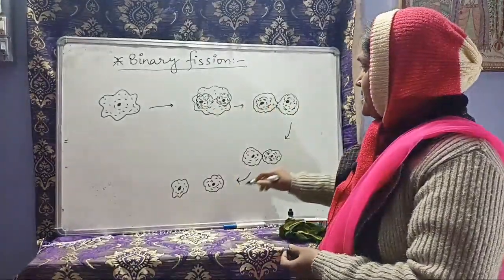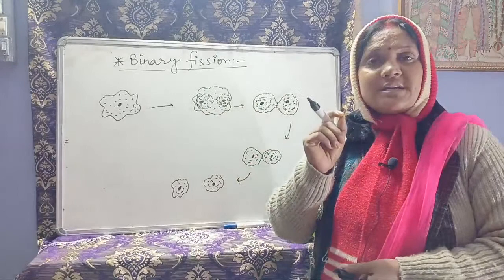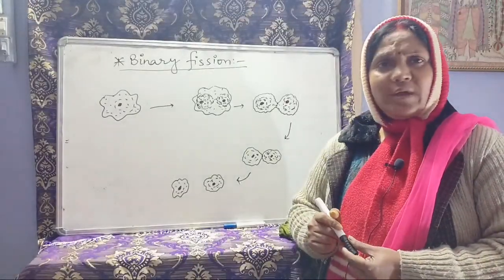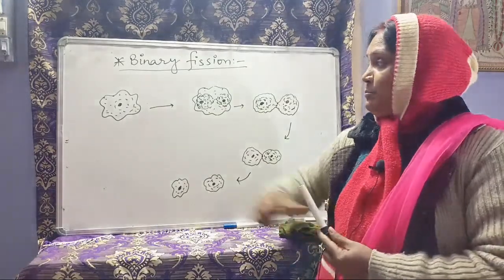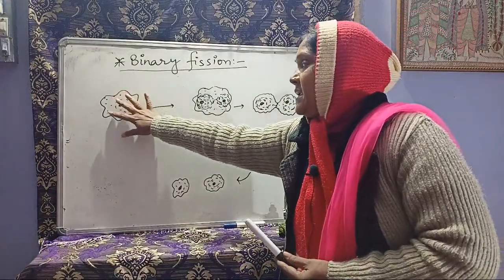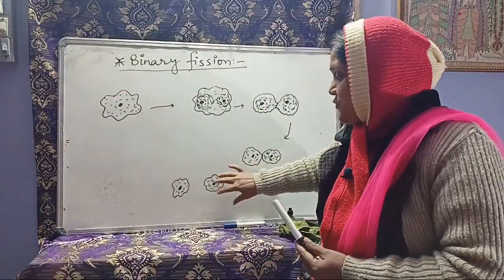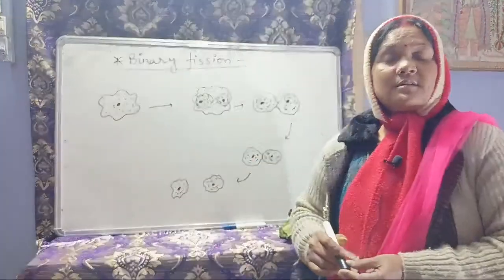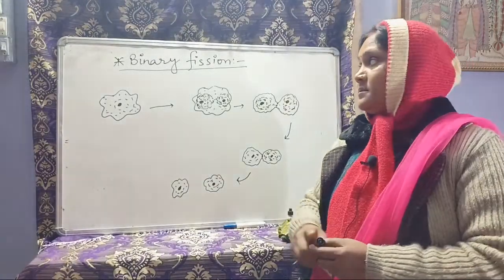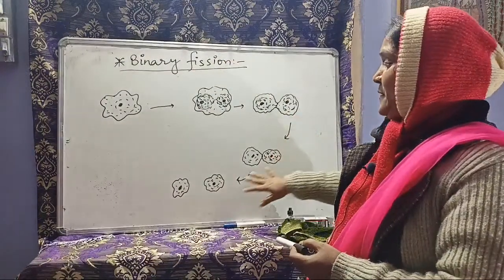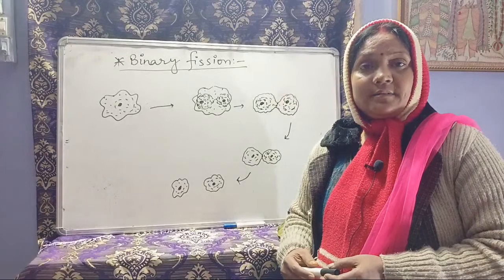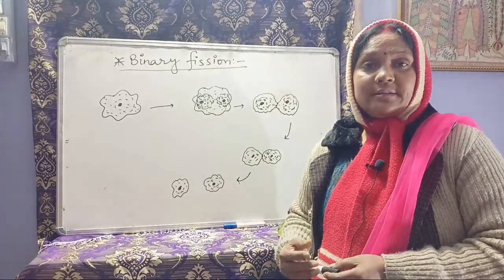In this case, no material of the parent is lost. Parental material is completely transferred to the young ones. Due to this reason, binary fission performing organisms are called immortal.